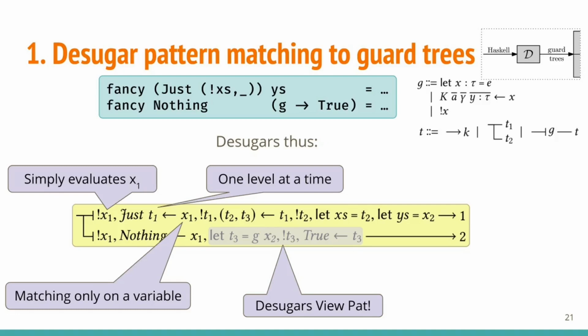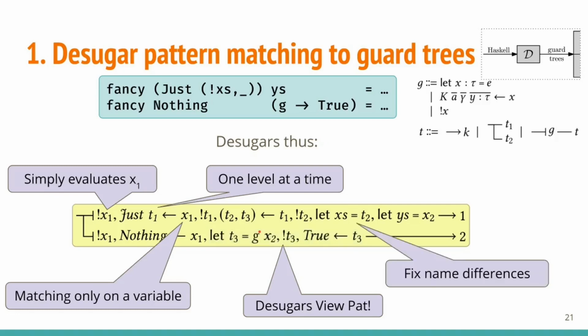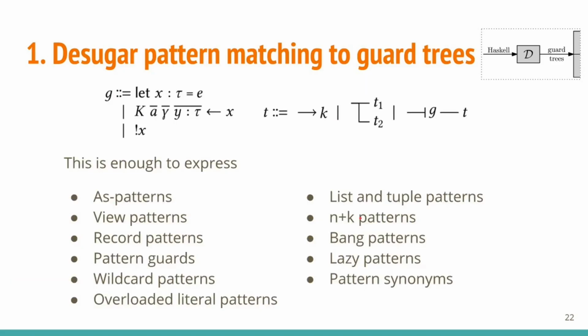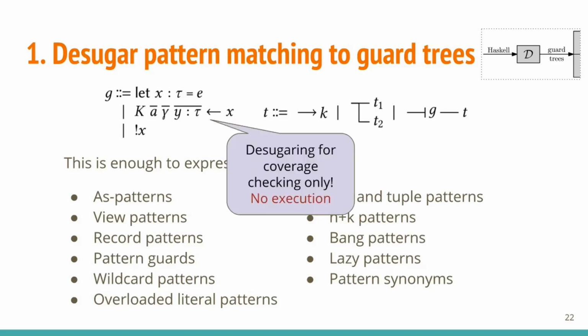Desugaring also introduces a few administrative lets that fix up naming differences, like the one binding access to the temporary T2 here. We found similar desugarings for all the pattern match syntax of modern Haskell. Also note that this desugaring is for coverage checking only. There is no code generation involved.